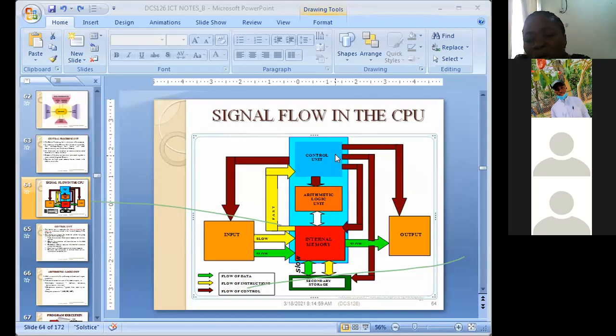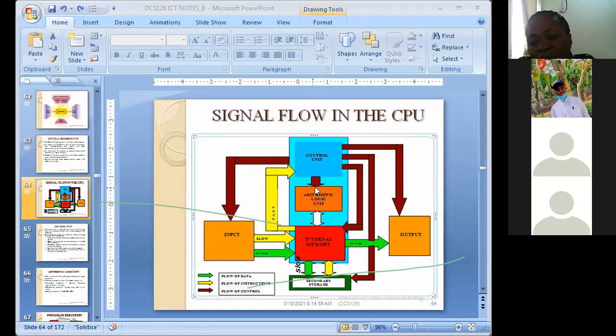Also, the control unit, okay, where did I stop? I said after processing, again, there is a flow. Actually, in real sense, this arrow coming down from the control unit to the ALU is supposed to have another one going up. There's an error here. Please, in your notes, if you print your notes out, mark this arrow. It's a double-headed arrow.